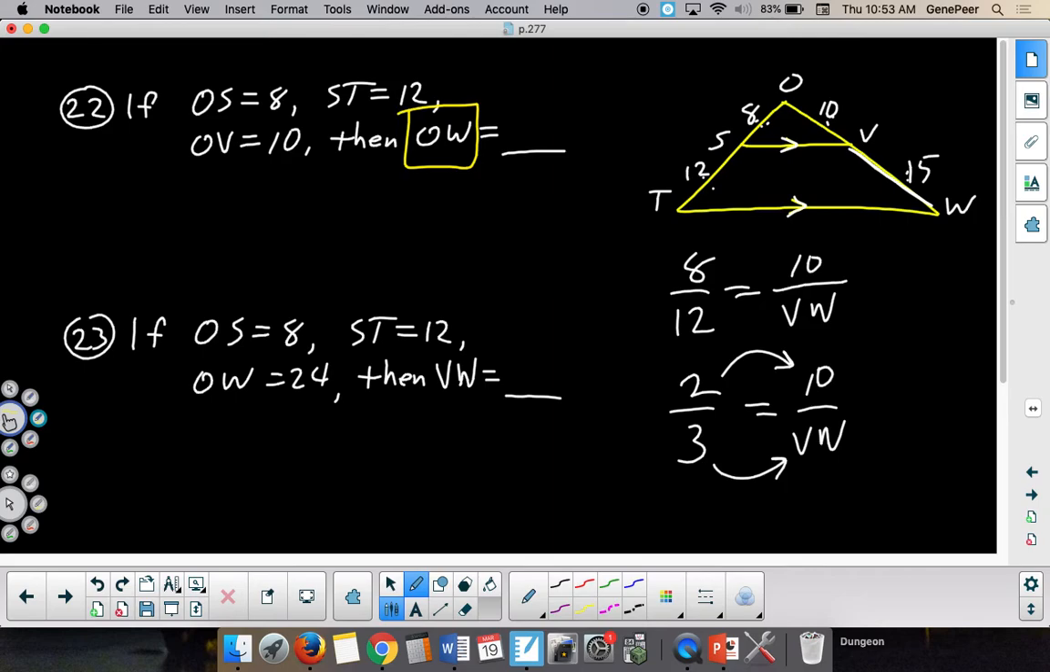They asked for OW. Well, if VW is 15 and they told us this guy is 10, then the whole thing must be, how about 10 plus 15? Yes, it's 25, not 15. Yes, there are other ways to go about it, but we'll stick with that one.